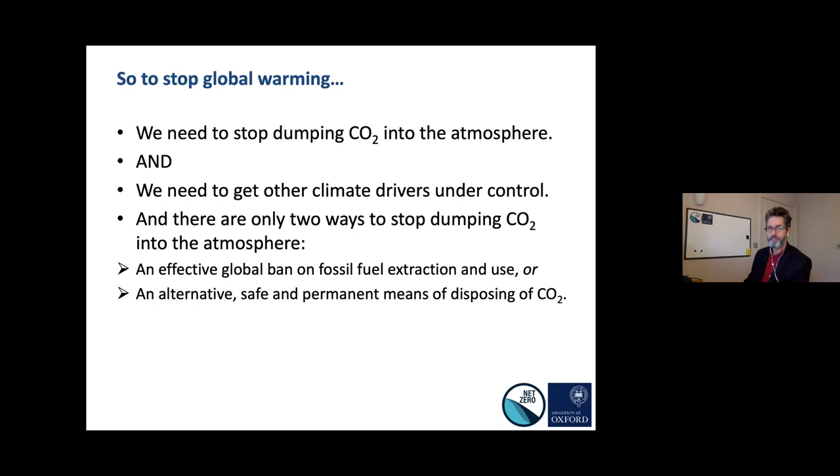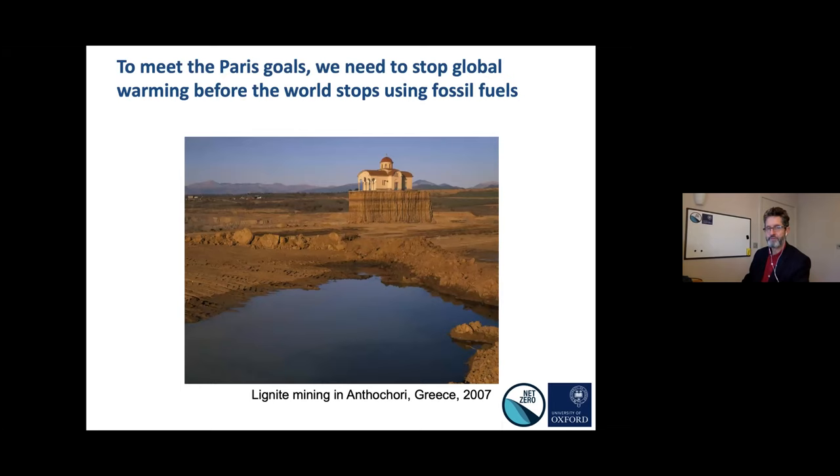I find the idea of a global ban on fossil fuel use very implausible. This is a very striking picture of a village in Greece where they discovered their village was built on lignite, a particularly high carbon form of brown coal. And as you can see, they literally dug the earth out from underneath the village, leaving only the church standing, in order to get at the lignite coal.